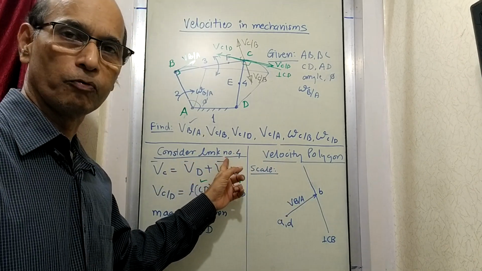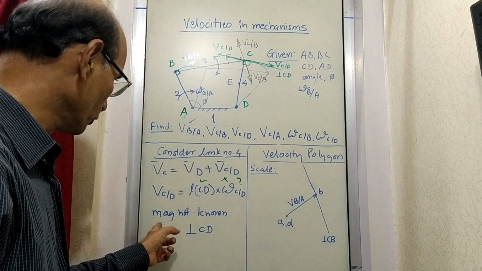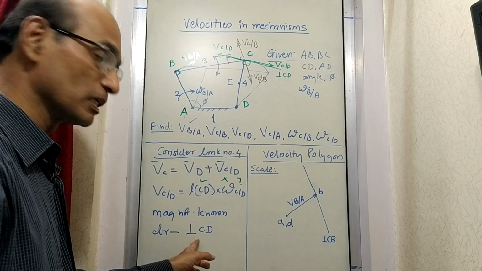Now come to link number 4. In link number 4 also, the magnitude is not known, and the direction is perpendicular to CD.